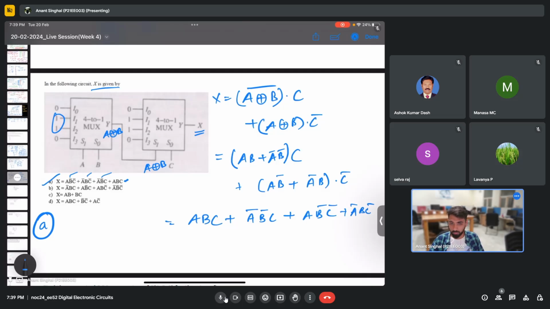Is it fine? I'm moving quite fast now because we are running out of time. Is it fine? Please respond quickly. Should I explain again or is it fine?